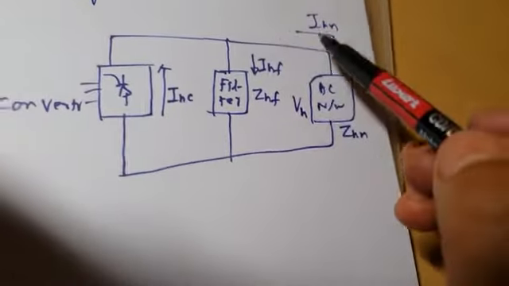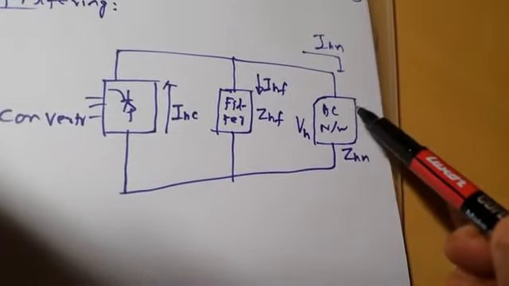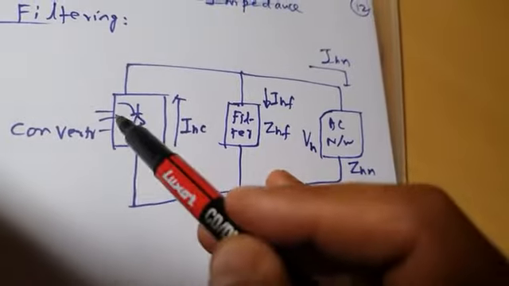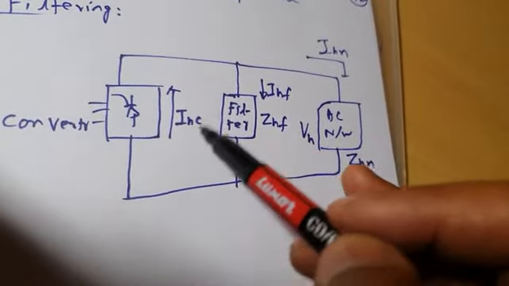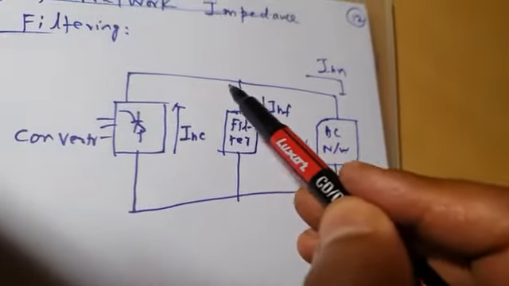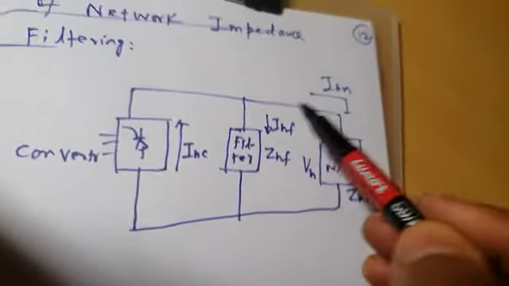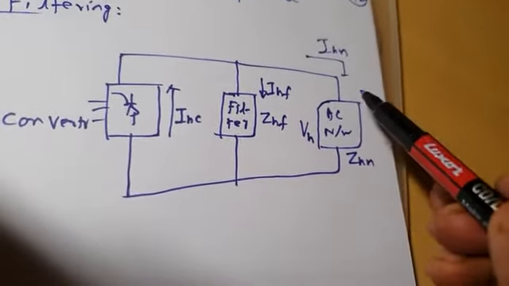Now our aim is that no harmonic component of current should enter the AC network. Whatever harmonics are generated in the current by the converter, all those harmonics should be arrested by your filter. No harmonic component should flow here.